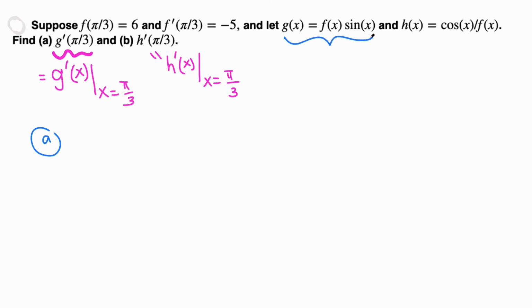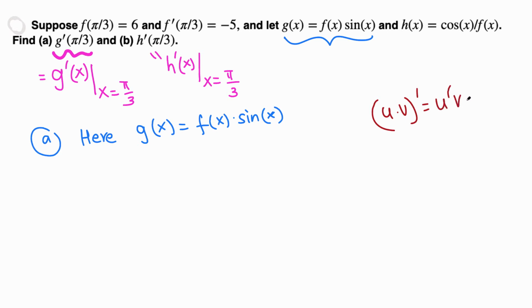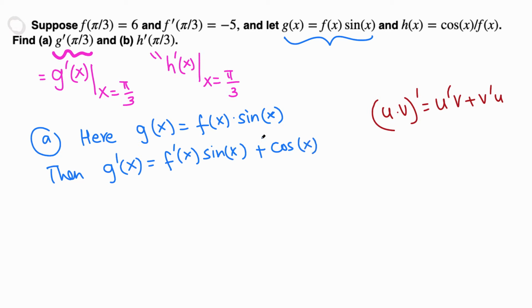So here is what we use. g is given by f times sine; there is no sign, which means times. Here is a product, that means we must use the product rule. For u v, its derivative is u prime v plus v prime u. So using this formula, the derivative of g is f prime times sine plus the derivative of sine, which is cosine, times f.